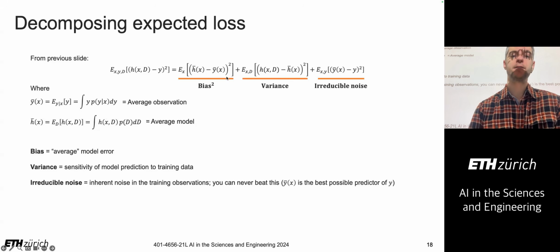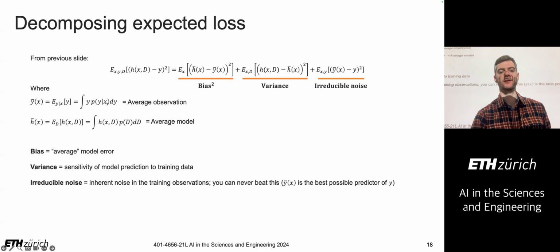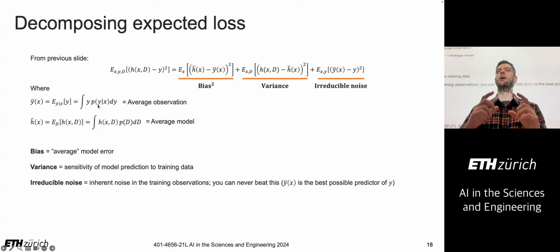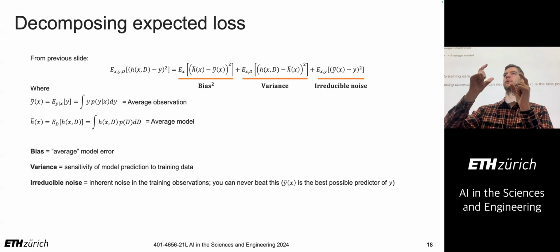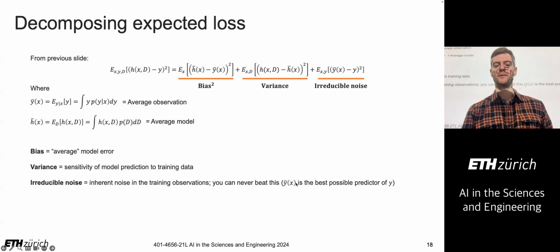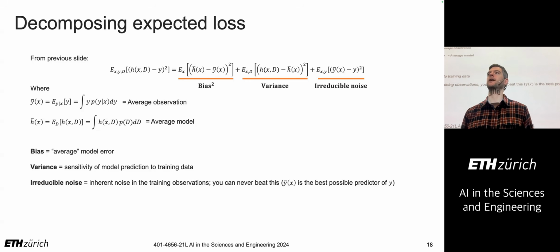Okay, then let's talk about the bias. So this is h bar. We know that's the average model. And so the bias is the expected value over all possible inputs to the network of the difference between the average model and y bar, which is the average observation. This is just the mean value of y given some input x. So this is just, for example, in that polynomial with the noisy samples, the mean of that normal distribution. And this is essentially the best possible predictor of the y random variable itself. You can't beat this if you're using a least squares loss.